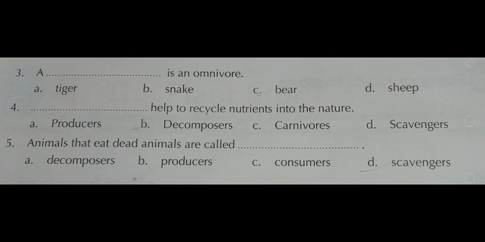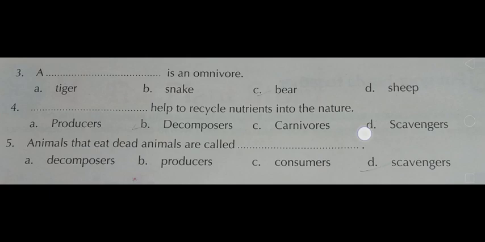The fourth one is: dash help to recycle nutrients in nature. Which helps to recycle the nutrients in nature? Producers, decomposers, carnivores, scavengers. The fifth one is: animals that eat dead animals are called dash: decomposer, producer, consumer, and scavenger. These are the fill in the blanks with the correct answers. I want all of you students to try this out on your own.